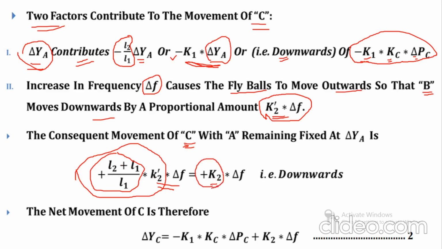So the net effect of delta YC, that is the addition of these two, that is minus K1 Kc into delta Pc plus K2 into delta F, and this is our equation number 2. So delta YC, net movement of valve at point C, that is the net effect at point A and net effect at point B. So we can write delta YC is equal to minus K1 Kc into delta Pc plus K2 into delta F.